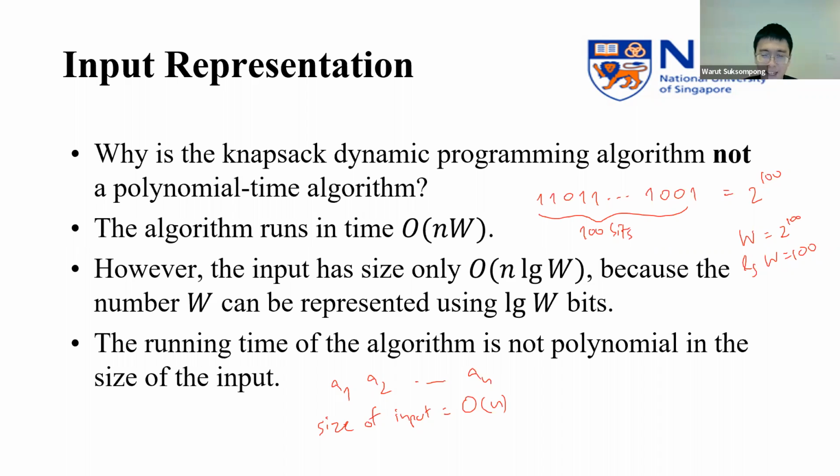That's because for each of a1, a2, and so on, you need to write down something to represent it. So already for sure you need to spend space n. So the size of the input for the whole list of numbers a1, a2 through an would be order n. But if you're just given the number n, then the size of the input would be order log n, as you mentioned.